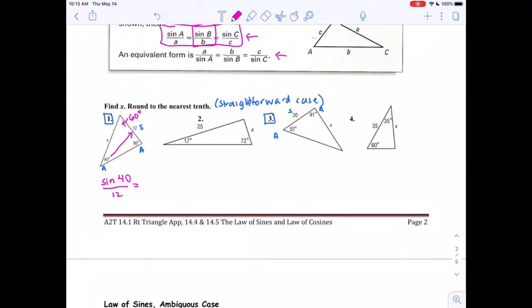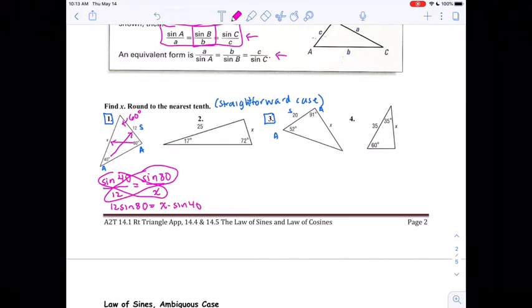So with the 80-degree angle, I can set up the rest of my proportion to be sine of 80 over x. We're going to cross multiply from here, and we're going to leave all of our answers in calculator ready form unless there is a description for us to round to the nearest tenth. I would suggest that as you're solving, you leave it until the very end before you punch it into the calculator.